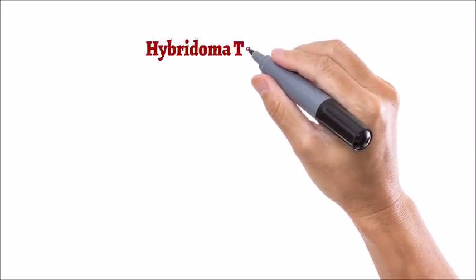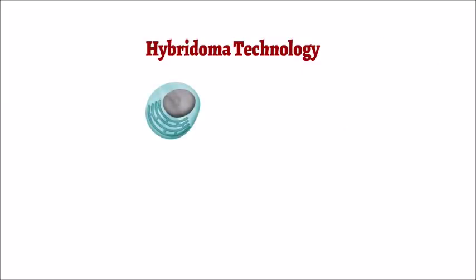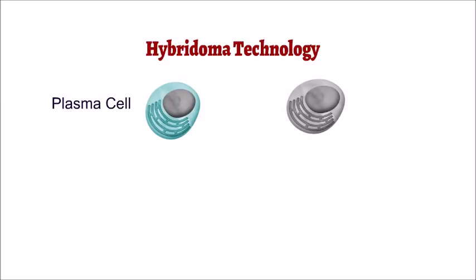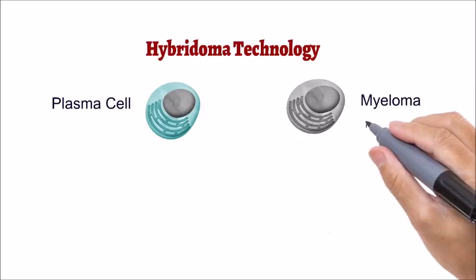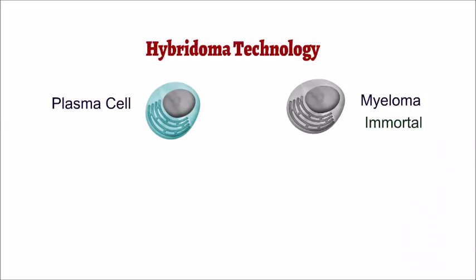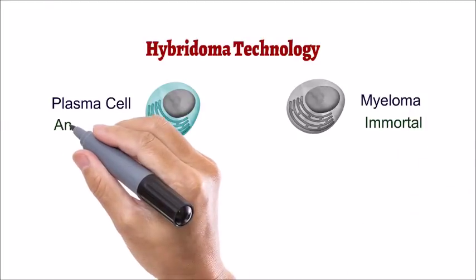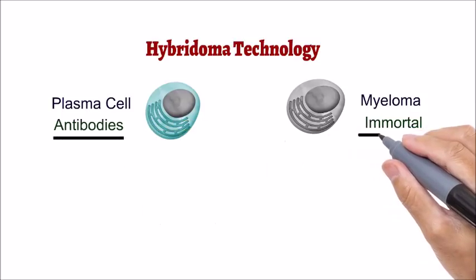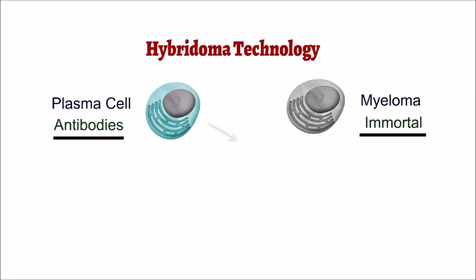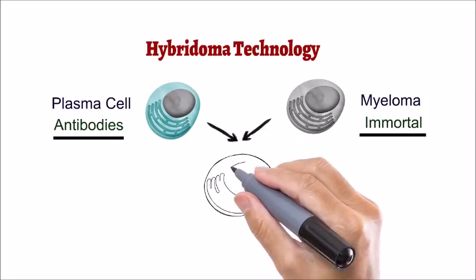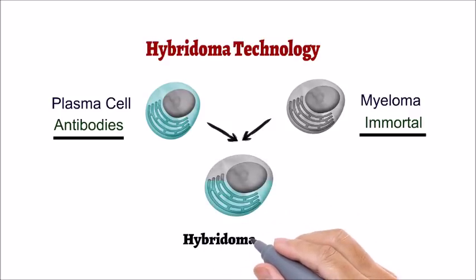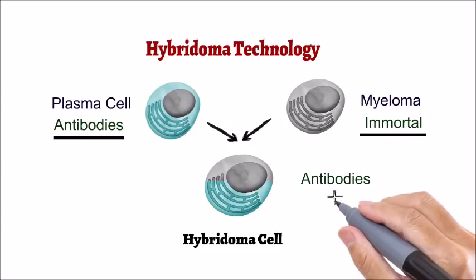In Hybridoma technology, this problem of the short lifespan of plasma cells is overcome by fusing them with a cancerous cell which is called a myeloma cell. Myeloma cell, because it is a cancerous cell, is immortal in nature. So we have fused one cell which has the ability to produce antibodies and another cell which is immortal in nature. The new cell produced by the fusion of these two cells is called the hybridoma cell. Therefore this hybrid cell gains the properties of both cells. So this cell is going to produce antibodies as well as being immortal in nature.